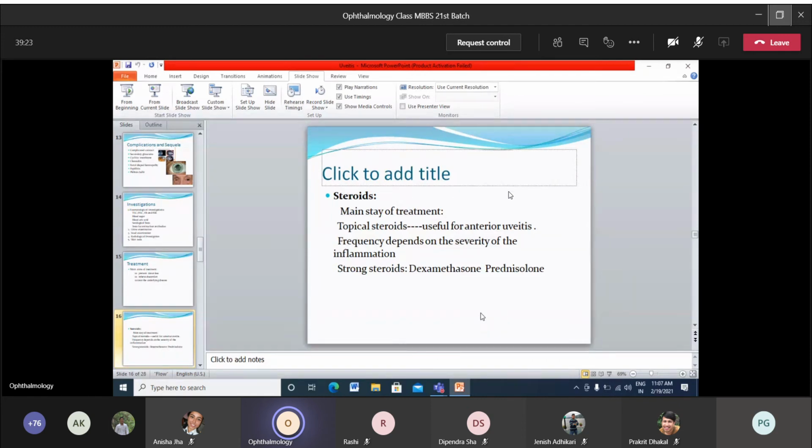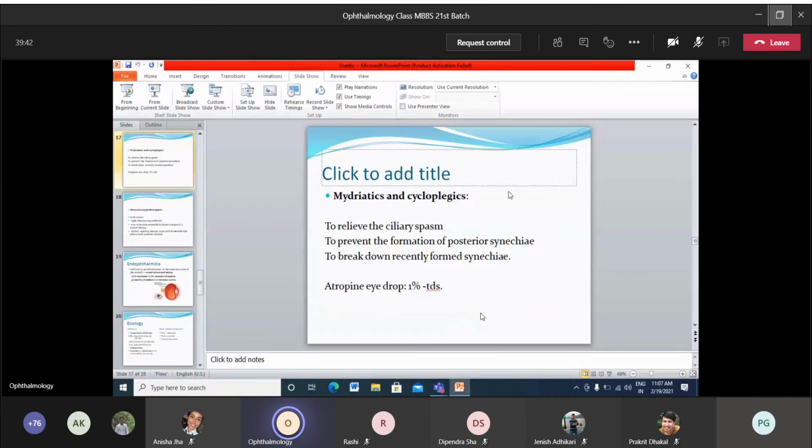So the mainstay of treatment is of course the topical steroids, which are useful for anterior uveitis. Usually you do not have to go for systemic steroids in these cases. It's the topical steroids which are used.